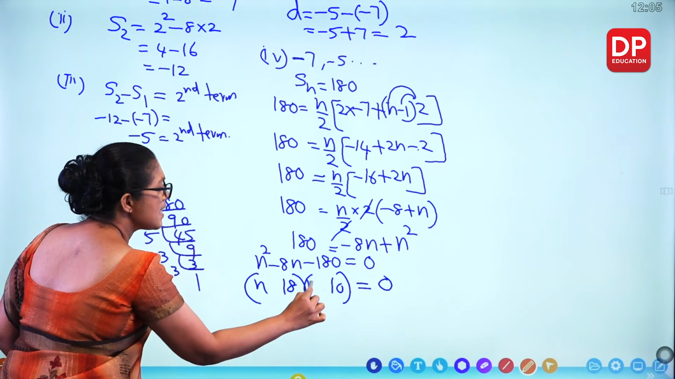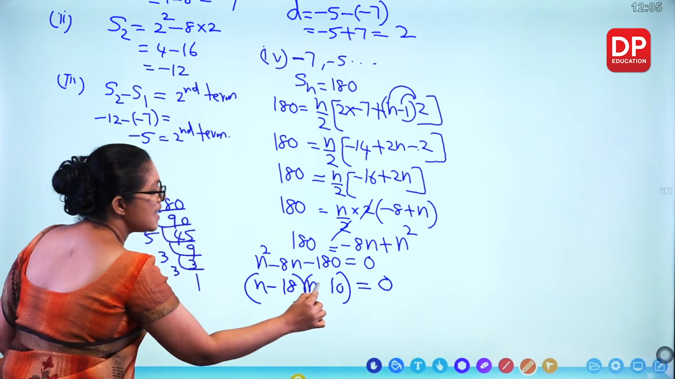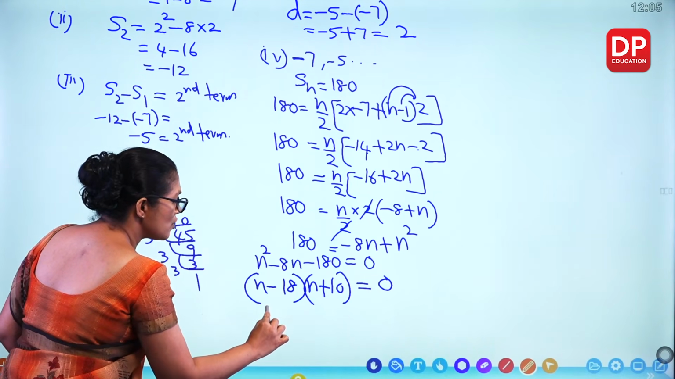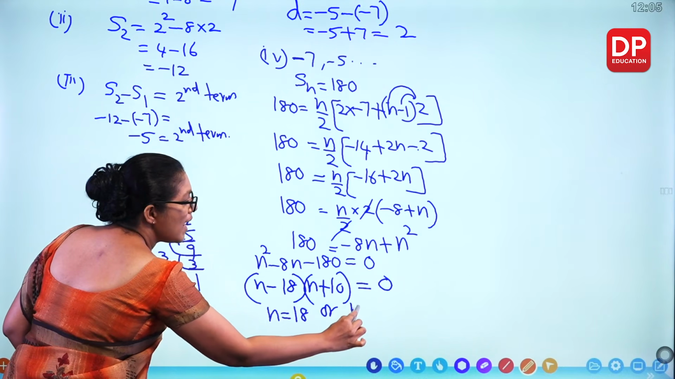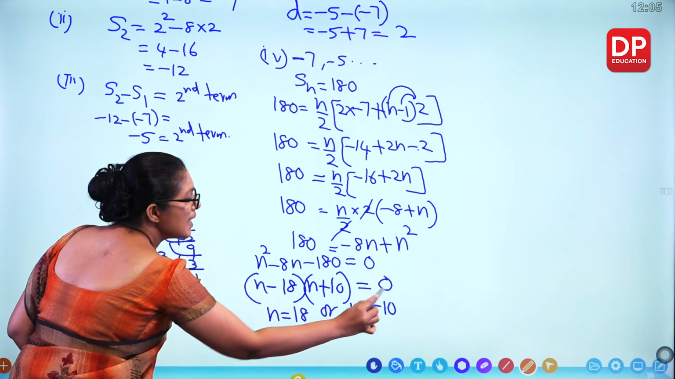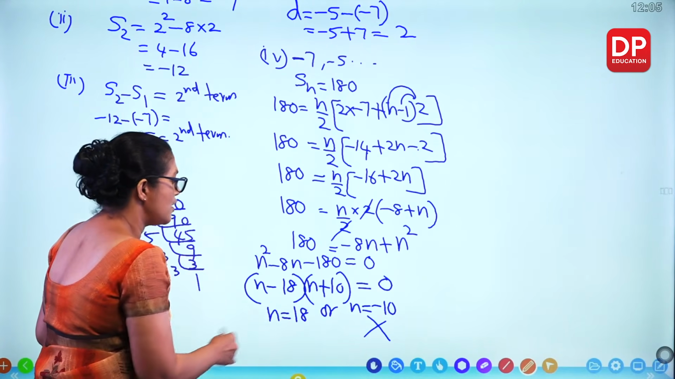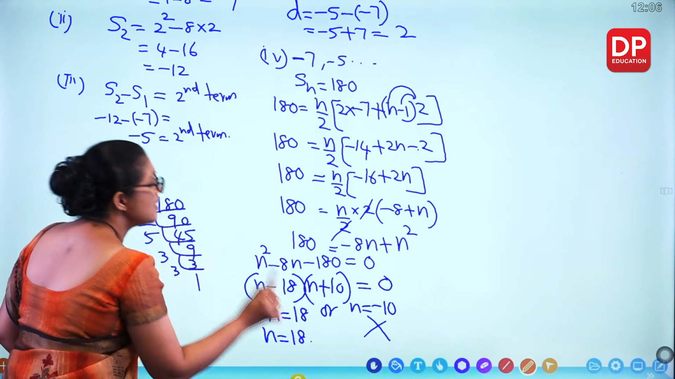So the middle term is minus. That means minus 18 and plus 10. So when you solve that, what are the solutions? You get n equals 18 or n equals minus 10. Can we get minus value? We can't get minus value. So the answer is n equals 18.